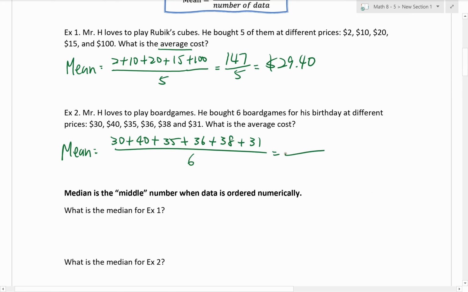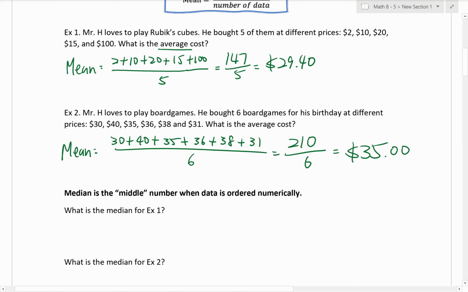Let's put this into a calculator. That's 70 plus 35 plus 36 is 71, and then 38 plus 31 is 69. Adding those 3 numbers gives 210, and divided by 6, this is $35. So this is the average cost for each board game, $35.